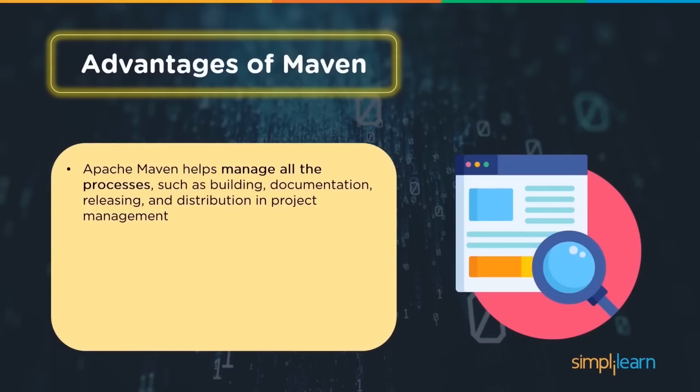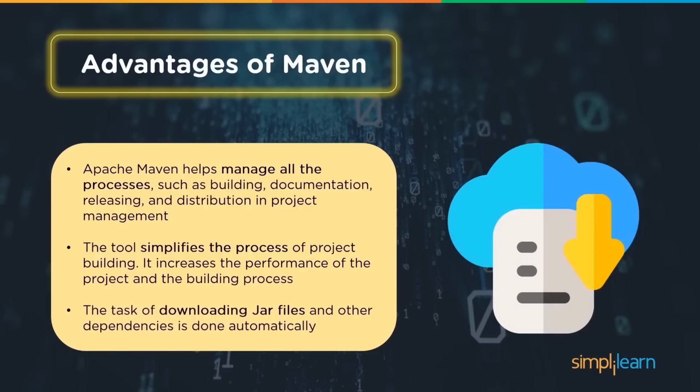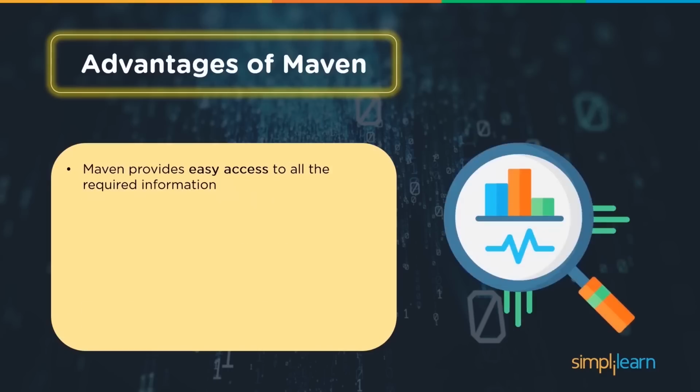The first one is that Apache Maven helps manage all the processes, such as building, documentation, releasing, and distribution in project management. The tool simplifies the process of project building. It increases the performance of the project and the building process altogether. And the task of downloading jar files and other dependencies is also done automatically. We don't have to do any kind of download manually. And Maven provides easy access to all the required information.